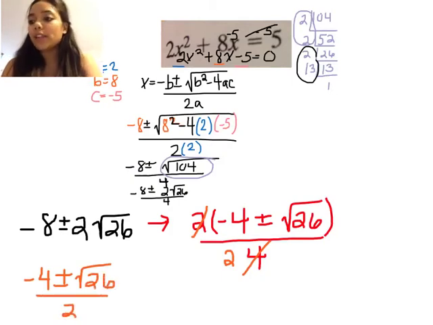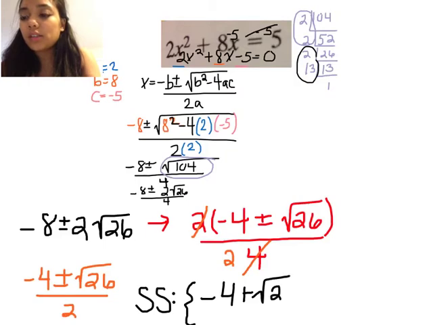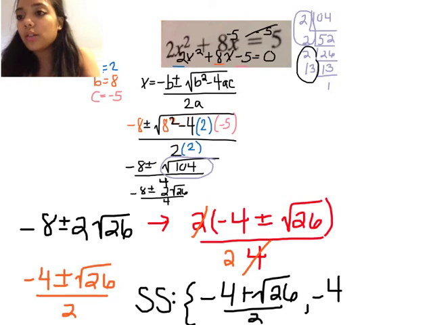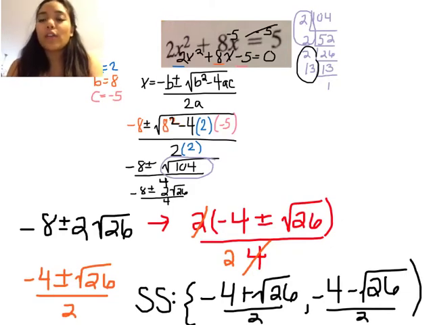The correct way to write this in a solution set, and I'm just going to put SS for now because it will take me forever and a day to write solution set on the iPad. Solution set is pretty brackets -4 plus the square root of 26 all over 2 and -4 minus the square root of 26 all over 2. That's what that plus or minus means. If you could simplify it more, then you would, but you can't. So that is pretty much all you have to do.